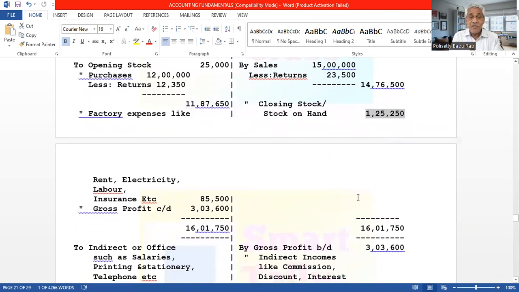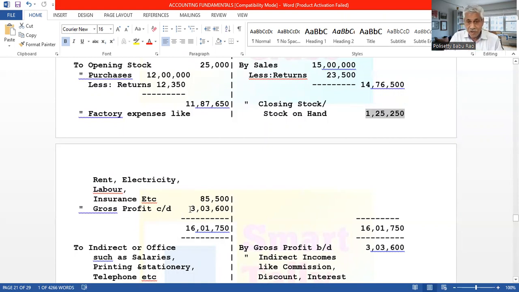So you see which side is higher. If the credit side is higher, it means incomes are more. So if incomes are more, we write the difference on the debit side. This is called profit because income is more.